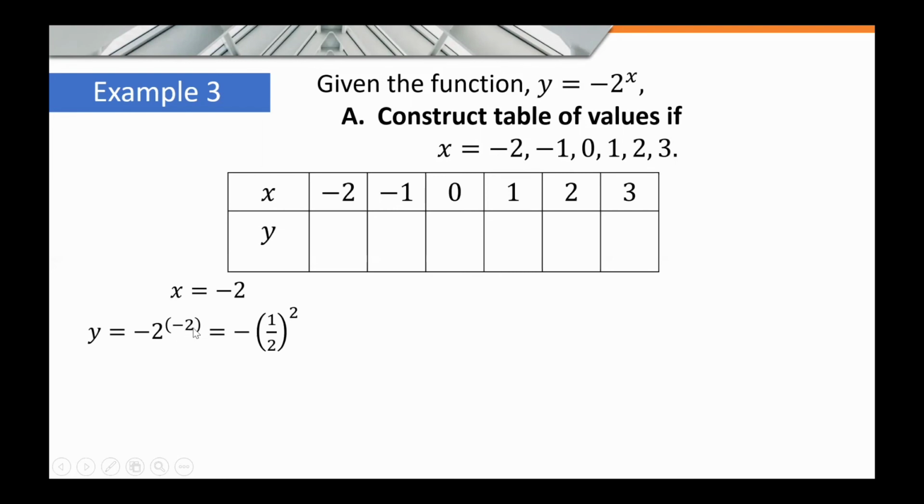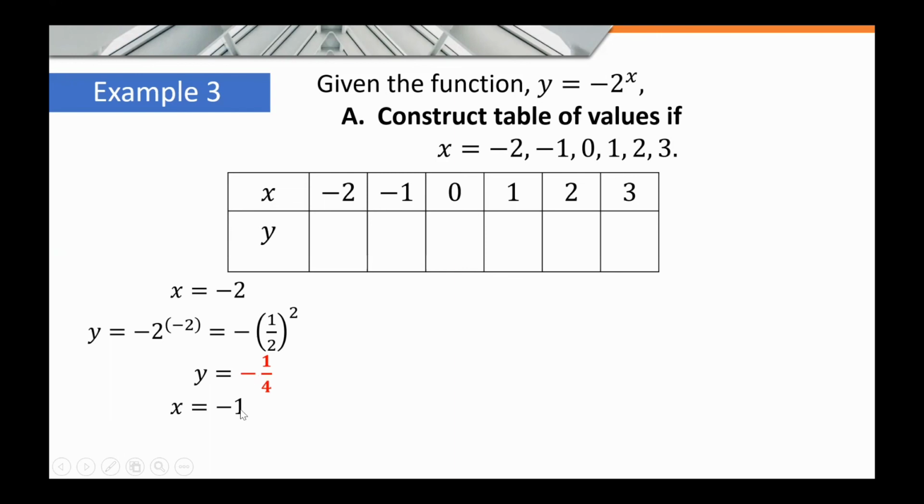x is -2. That is equal to negative, the negative is outside the parentheses. So we have here 2. Get the reciprocal of 2 to make the exponent a positive number. The reciprocal of 2 is 1/2. Then you can now have a positive exponent. So from here, 1 raised to 2 is 1. 2 squared is 4. And then copy the negative sign. The value of y here, if x is -2, given the function, is y equals -1/4.